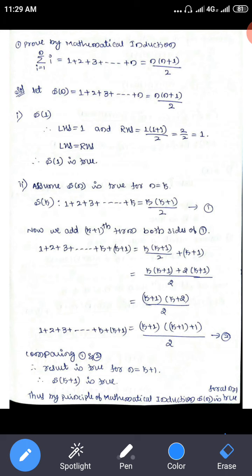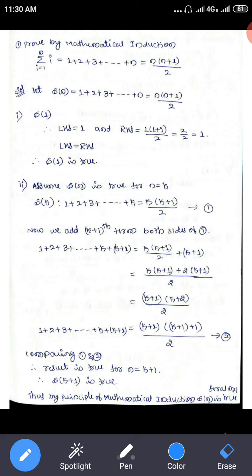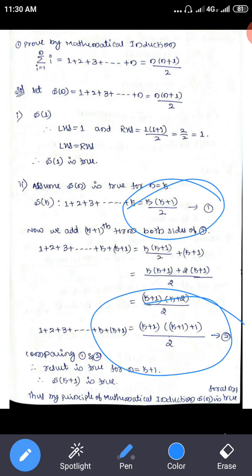About this you don't worry. Just simplify the RHS. So 2 is the LCM: k plus 1 into k plus 2 divided by 2. What is common here? k plus 1 is common, and k plus 2 is inside. I'll write k plus 2 as k plus 1 plus 1. Everyone, compare this result with result 1 and result 2. Here k is replaced by k plus 1, that's it.